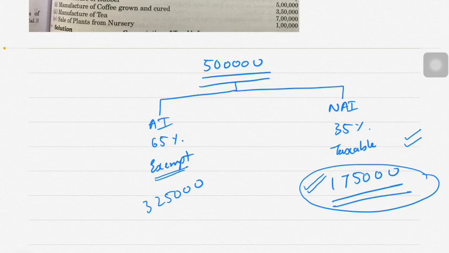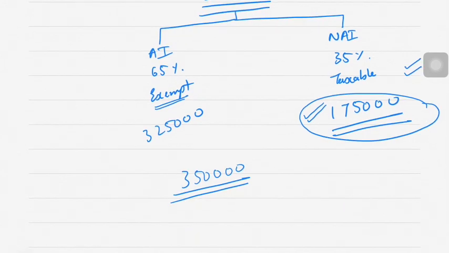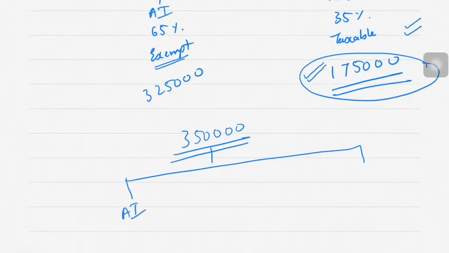Manufacture of coffee, grown and cured, 3,50,000. When coffee is manufactured, you are cultivating coffee also. Still again, it is partly agricultural income and partly non-agricultural income. How much is agricultural income and how much is non-agricultural income? In this case, 25% is considered as non-agricultural income and 75% is considered as agricultural income. Non-agricultural income is taxable and agricultural income is exempt.